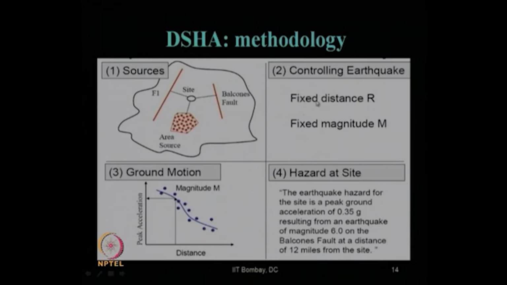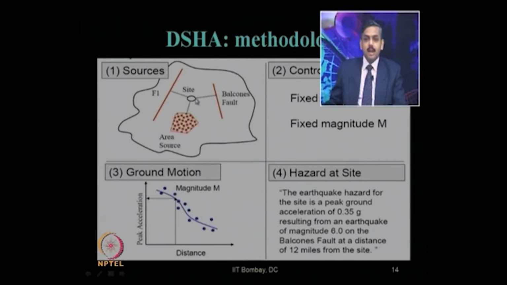One is fix the distance r. What is that distance? From the site to all these sources. You need to find out all these distances. When you are talking about distance, which distance should you take? Like from this site to this fault, this is one distance, this is another distance, this is another distance. There can be several possible distances. Obviously, you have to take the minimum of all those distances, right? That gives you the worst case scenario or design scenario, which we consider for our deterministic seismic hazard analysis. So, you have to take the minimum distance from that site to all these sources.